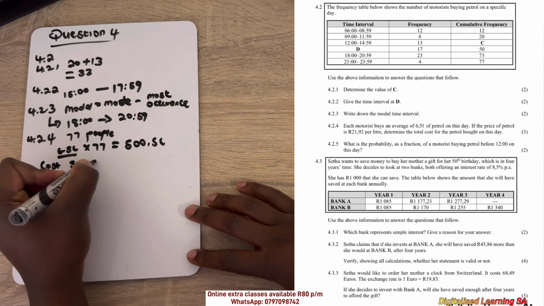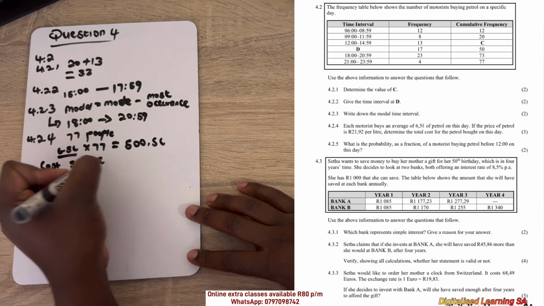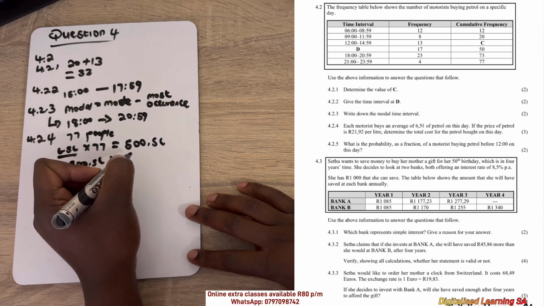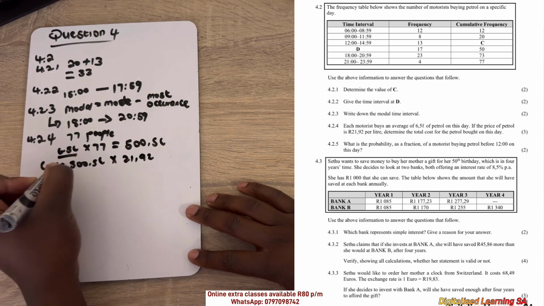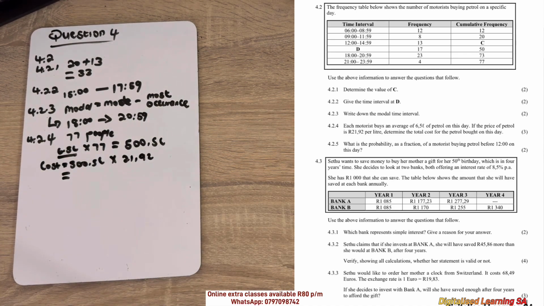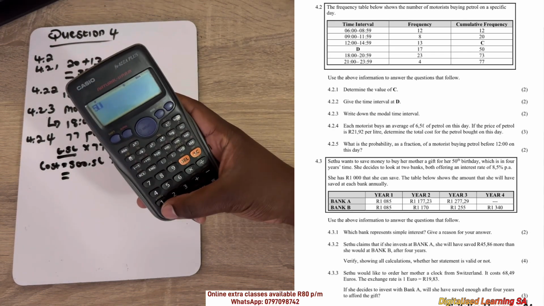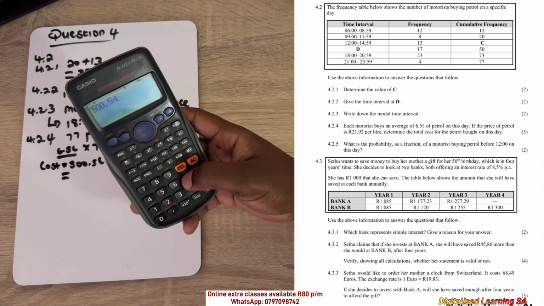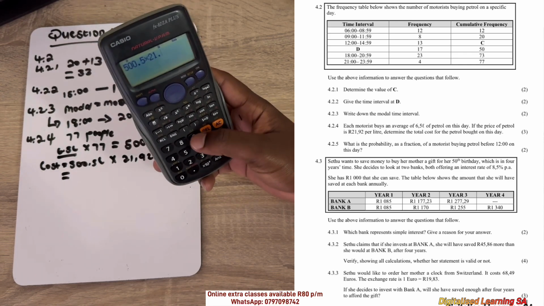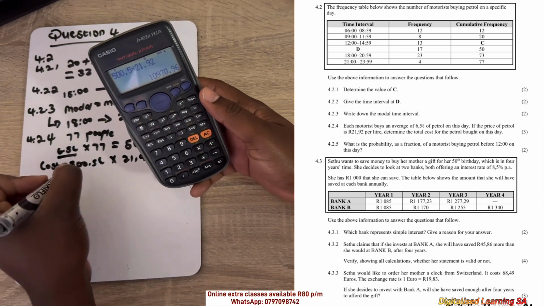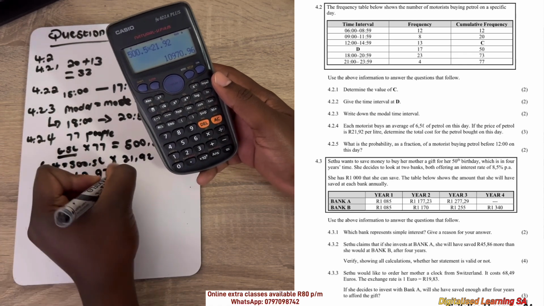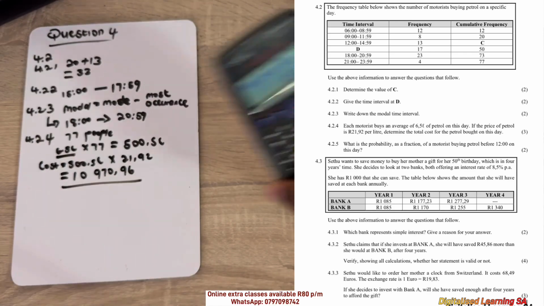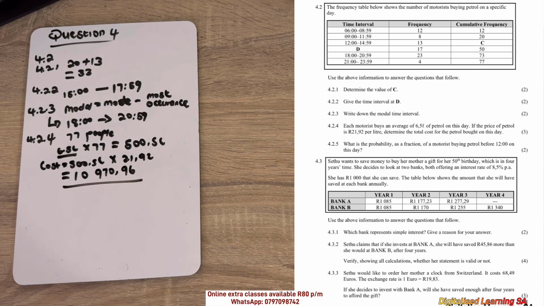So now we need to find the total cost, and to get the total cost, we say 505.5 liters multiplied by the cost per liter, and we know that 1 liter costs 21.92. So the total cost will be 505.5 multiplied by 21.92, and our answer will be 10,970.96.